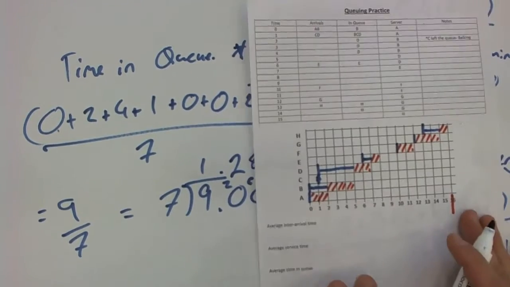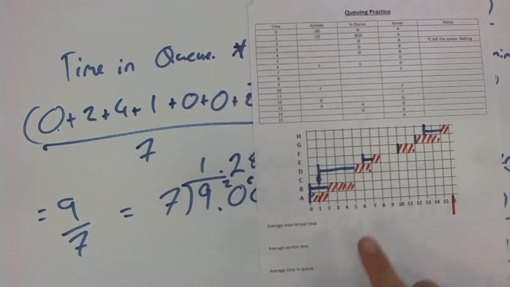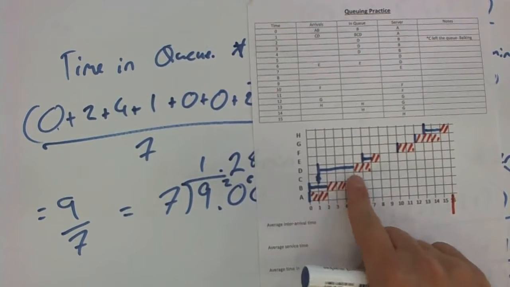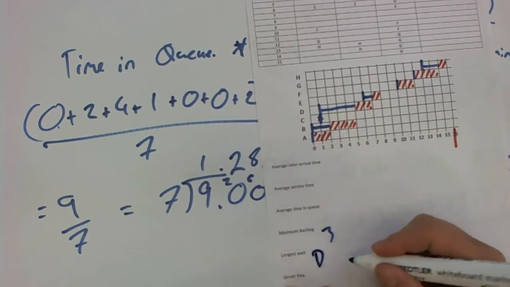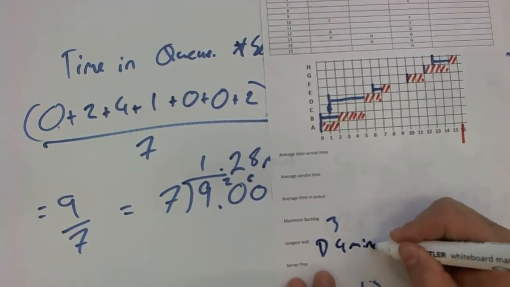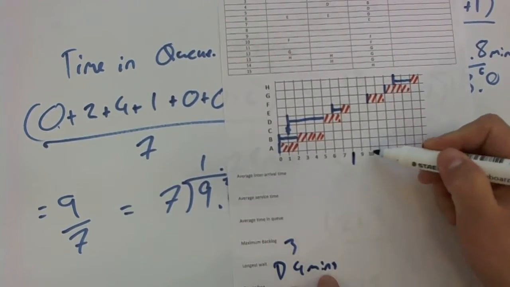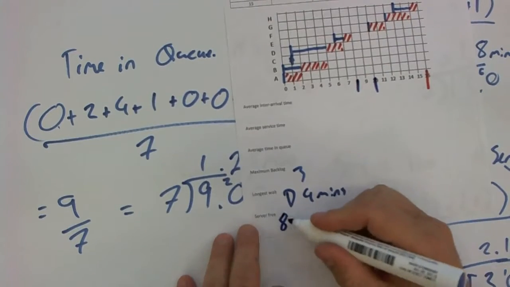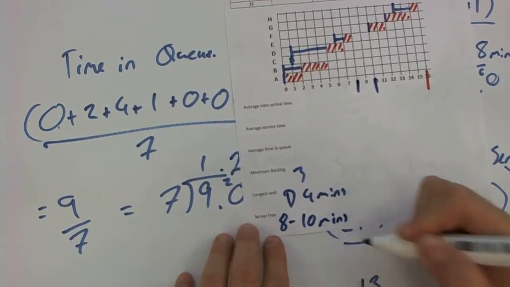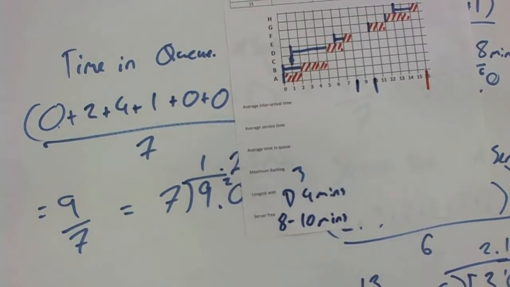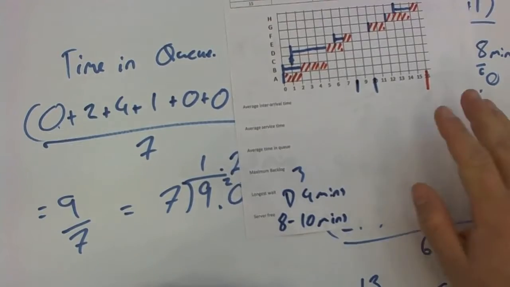Our longest wait, well, that's really easy to see from the graph. Who had the longest wait time? Well, that was D of 4 minutes. Okay, let's write down D, 4 minutes. Okay, and then the server free time was between 8-minute mark and 10-minute mark. 8 to 10 minutes.